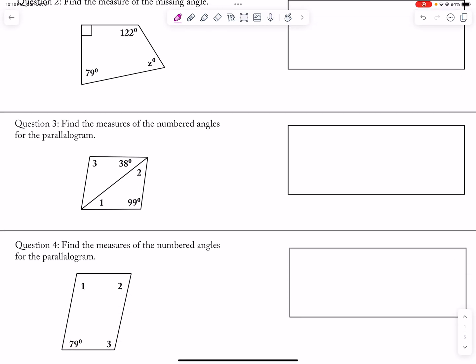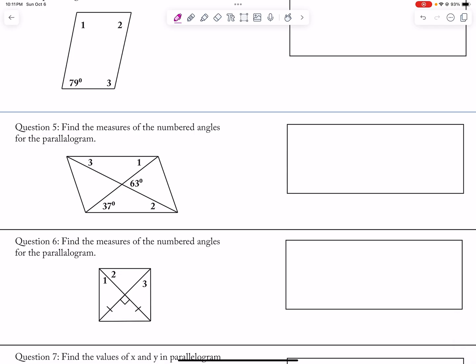Okay, and then 3, let's see. So measure of angle 1 is 38. That is alternate interior angles. And then measure of angle 2 is equal to, so this is 38, 38 plus 99 plus measure of angle 2 is equal to 180. So measure of angle 2 is 43. And then that makes measure of angle 3, 99.